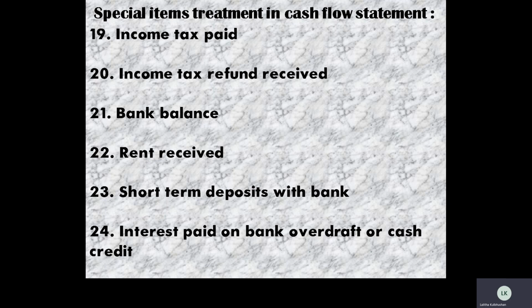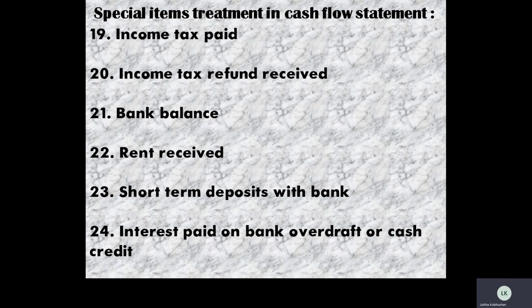Rent received again has two effects. One, by nature rent received is an investing activity. But while showing it in the cash flow statement, it has two effects. One is in case of an operating income, it is deducted in the operating activities section. Just go through the format of the cash flow statement and you can very clearly identify which section I'm talking about. And the second effect for the rent received is that it will be added in the investing activities.